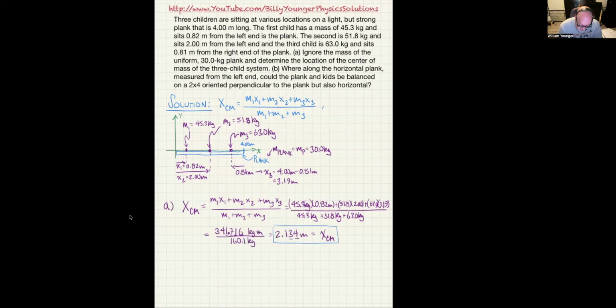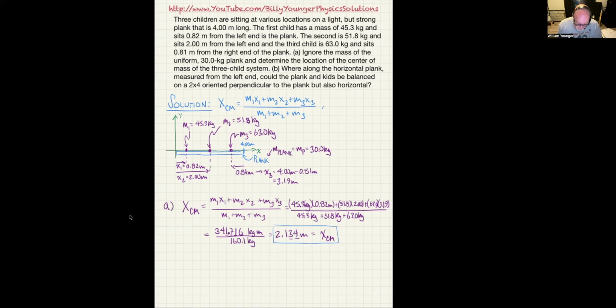So when I calculated all that, what I discovered was basically we were going to have to look at 45.3 times 0.82. Let me double check that. 45.3 times 0.82. That actually gives me 37, because that's the nearest whole number. So actually, in principle, I could have gotten three sig figs in the numerator instead of two. What I did was look and realize that some of them wouldn't be three sig figs, like the 51.8 times 2 and the 63.0 times 3.19. Those would be at least three sig figs.